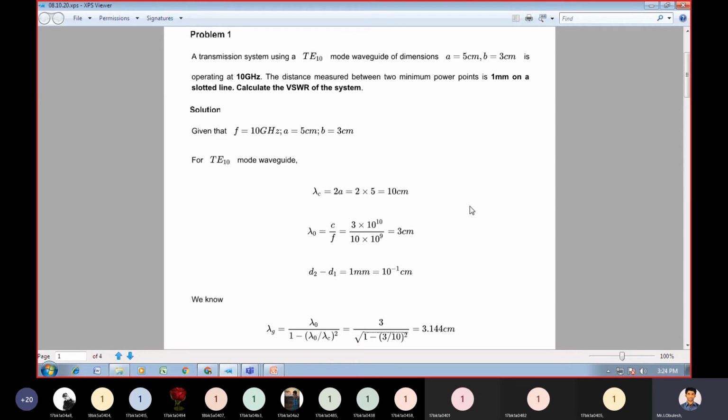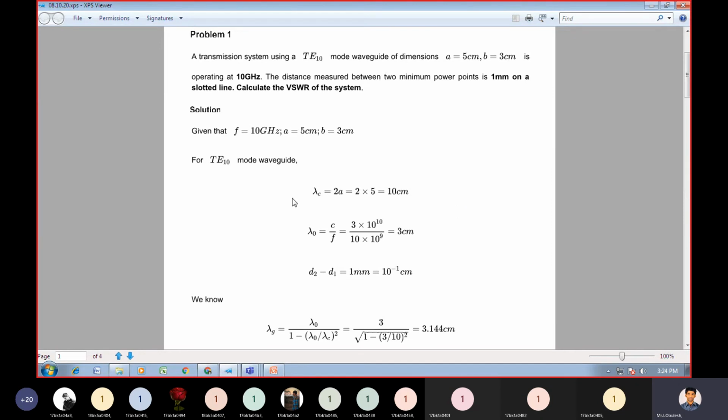Read out the problem carefully. A transmission system using a TE10 mode waveguide of dimensions a equals 5 centimeters, b equals 3 centimeters, is operating at 10 gigahertz. The distance measured between two minimum power points is 1 millimeter on a slotted line. Calculate the VSWR of the system.